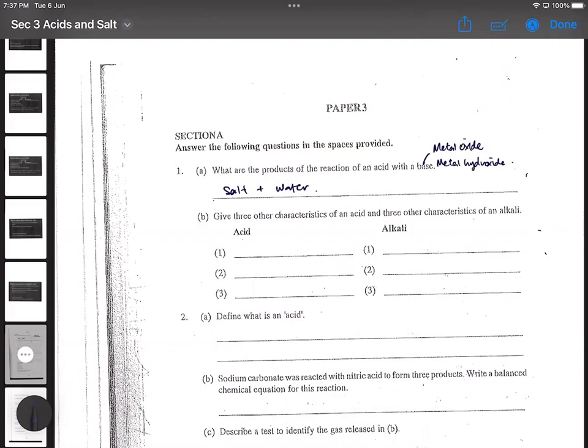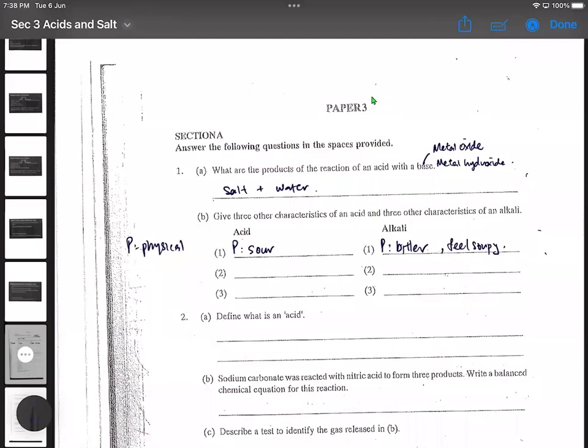So characteristics of alkalis and acid. Let's try to list as many as we can over here, so next time I can reference. So in terms of physical properties, I'll put a P there for physical. So we have things like sour taste, and then we have bitter taste for alkaline. And also this one, we also have feel soapy.